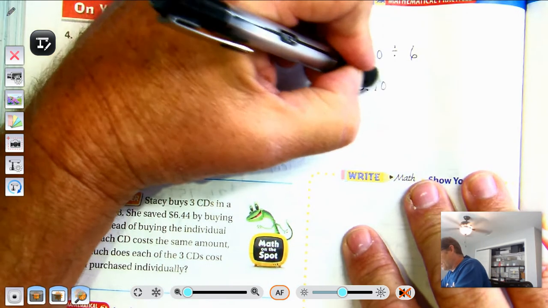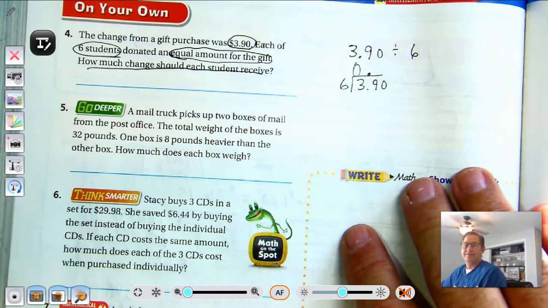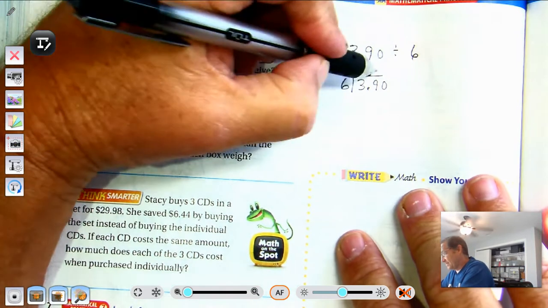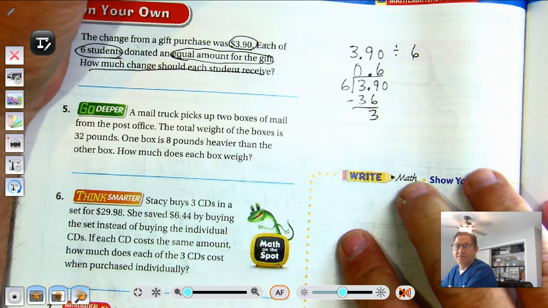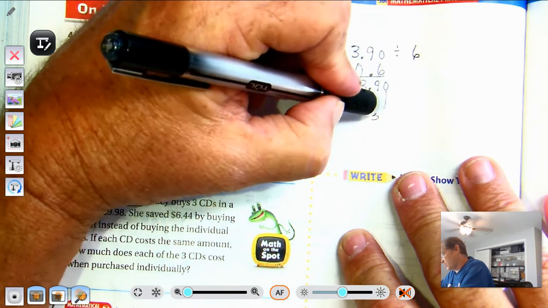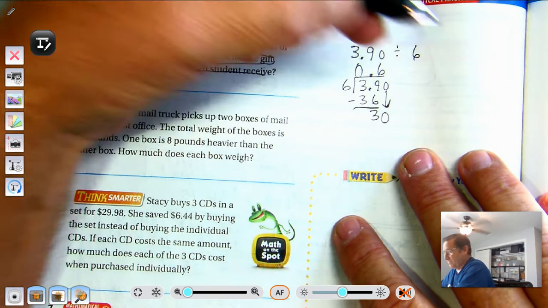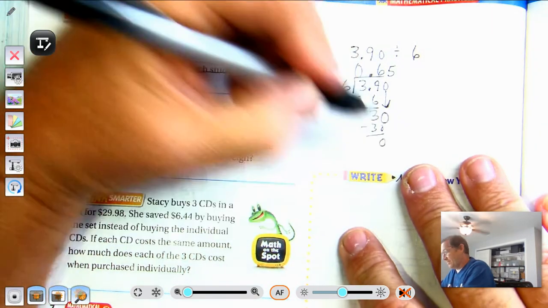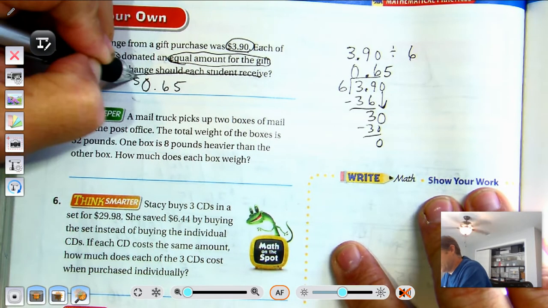So $3.90 divided by 6. I know I can't take any of the ones and put them equally into 6 groups. So I'm going to treat this as 39 tenths, and 6 times 6 tenths is 36 tenths, with a remainder of 3 tenths. You can't share 3 tenths equally with 6 groups. So we're going to trade those for 30 hundredths and bring down the 0 hundredths. So 30 hundredths divided by 6 is 5 hundredths. And we have nothing left, and there's no more numbers to bring down. So each person should receive 65 cents.